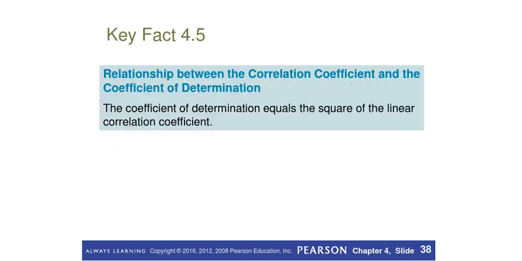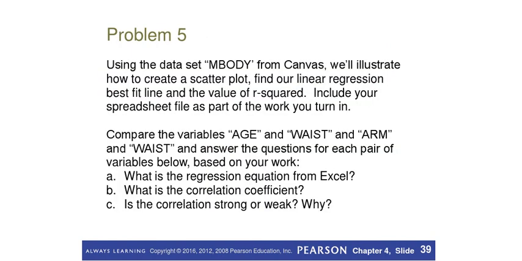All right, so the relationship between correlation and the coefficient of determination is that the coefficient of determination equals the square of the linear correlation coefficient, and we just demonstrated that in our Excel spreadsheet. So we're going to do an exercise where we bring up the data set M body from our Canvas spreadsheet, open that up, and see if we can get a correlation going between these two. I'm going to show you how we get the regression equation, the correlation coefficient, and whether or not we could characterize that as weak or strong. So we'll do that in Canvas in the next video.